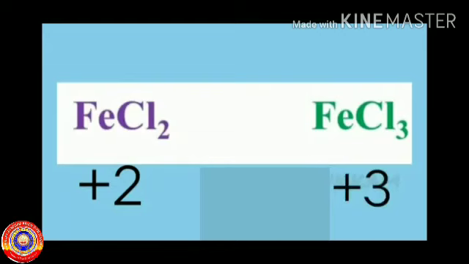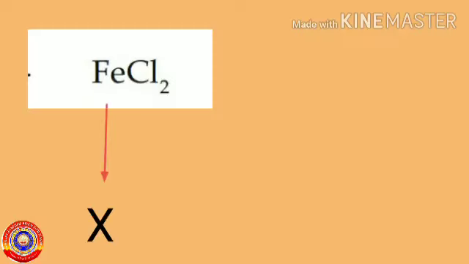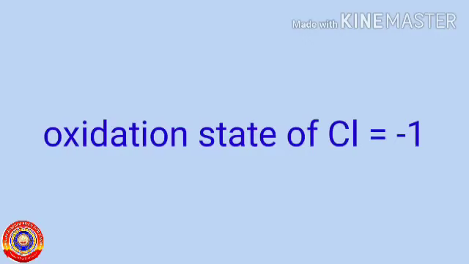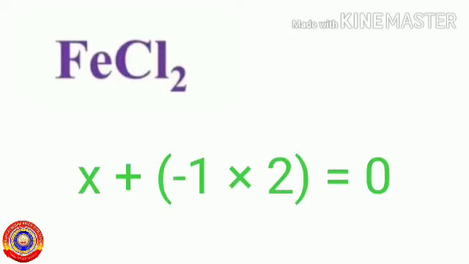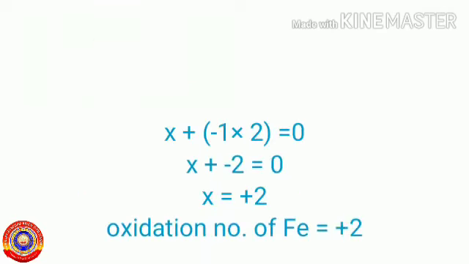How did you get this number? We know for unknown element, we give the number x. So consider the oxidation state of Fe is equal to x. And also we know the oxidation state of chlorine. Since there are two chlorine, we can write x plus (-1) into 2. The sum of the oxidation numbers in a compound is 0. So just equate the equation to 0. We get x plus (-2) equals 0 and x is equal to +2.